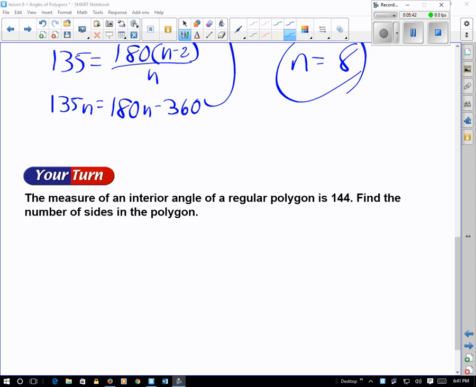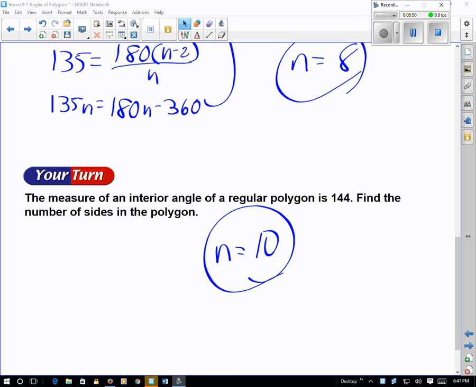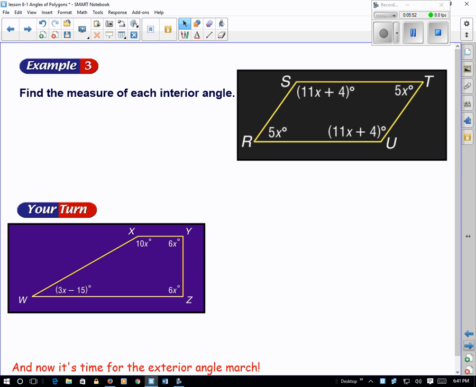And for this one, you should have found that the number of sides is 10. Just like we did with triangles earlier when we learned the angle sum theorem, we're going to apply a similar idea here as we put a little bit of algebra into our geometry.